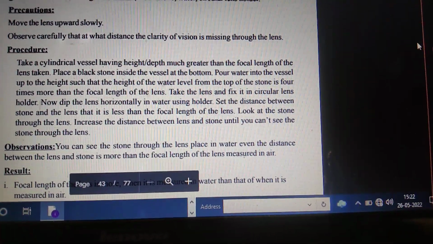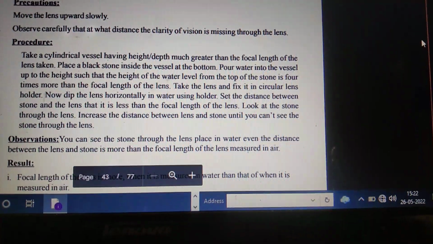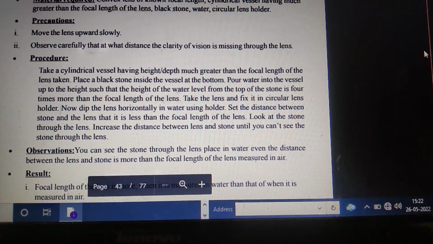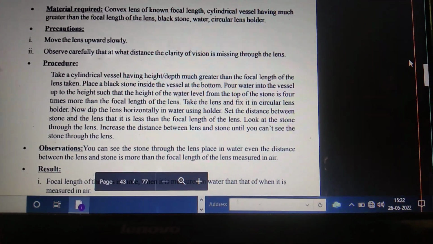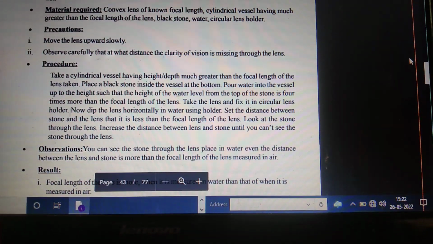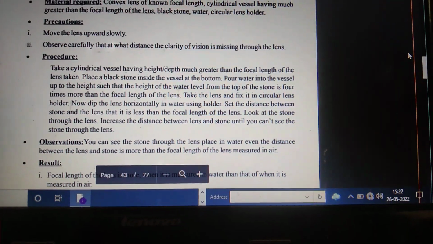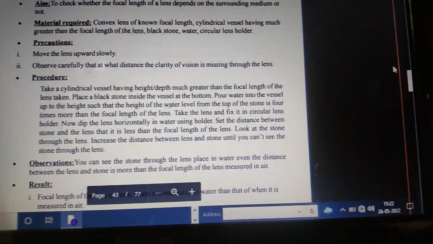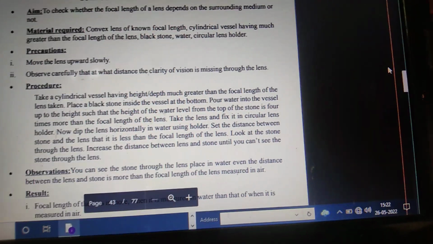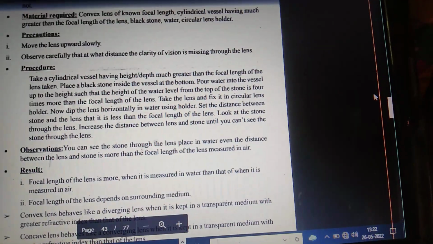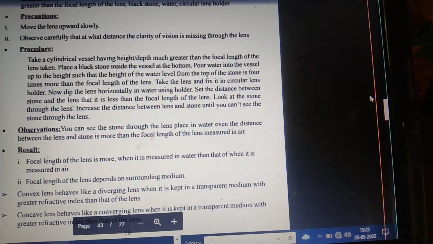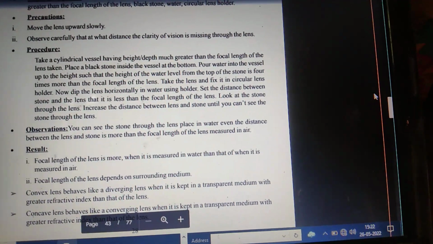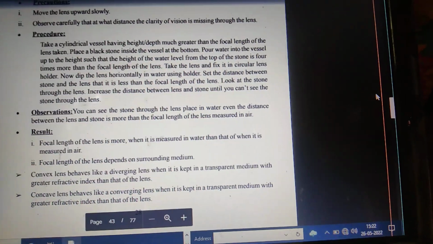Look at the stone through the lens. Increase the distance between lens and stone until you don't see the stone through the lens. You can see the stone through the lens placed in water even when the distance between the lens and stone is more than the focal length of the lens measured in air. So what is the result? Focal length of a lens is more when measured in water than when measured in air. So the focal length of a lens depends on the surrounding medium.